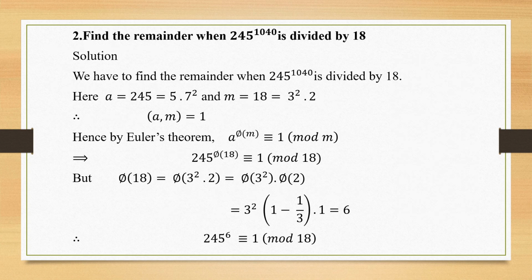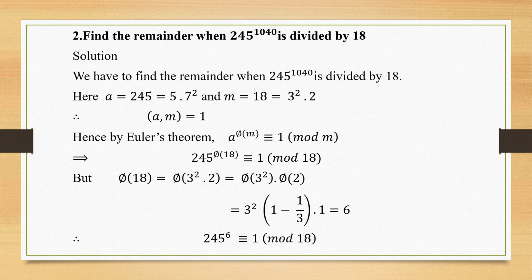So we move on to the second problem. Find the remainder when 245 raised to the power of 1040 is divided by 18. Now, what is the value of A? A is 245. We see that A is not a prime number, so we have to factorize it and find the factors of it. So 5 into 7 square. 5 times 49 gives you 245.